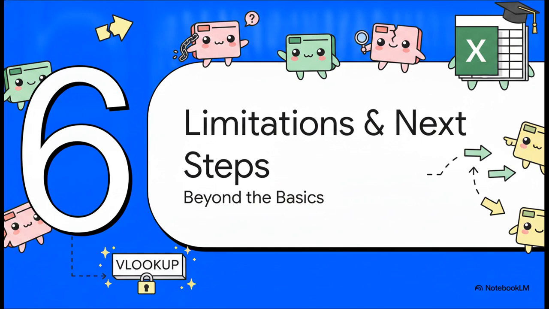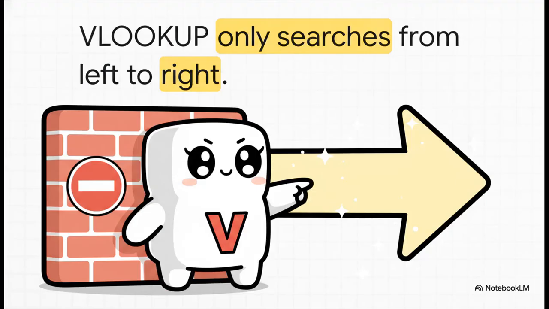Section 6. Limitations and next steps. Beyond the basics. Okay, we have mastered the core formula, but it's super important to talk about the functional boundaries of this specific tool. VLOOKUP is incredibly powerful, for sure, but there's a critical limitation you have to understand. VLOOKUP only searches from left to right.